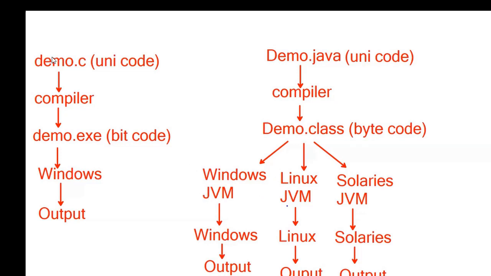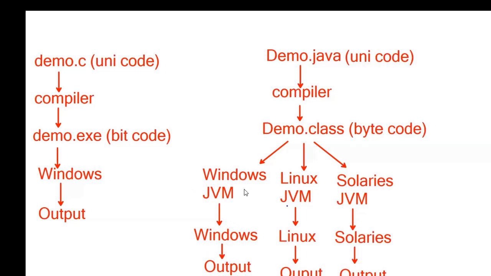C language is platform dependent, and Java is platform independent, but the JVM is platform dependent. Okay, the Java program is platform independent, but the JVM is platform dependent.